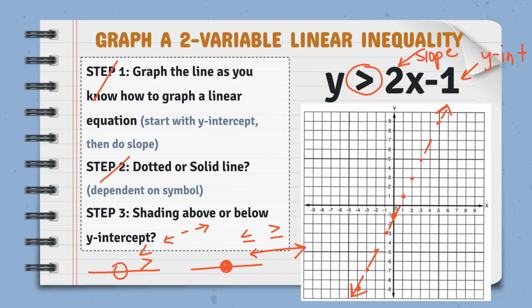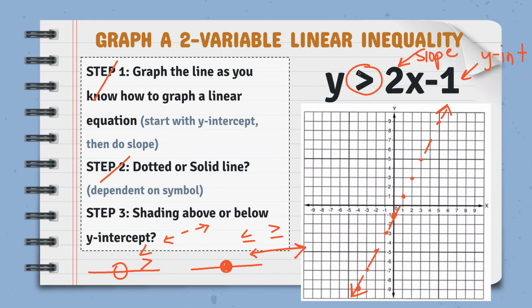Okay, so we did step 2. Step 3 is shading, because on a linear equation, the solutions are just on the line. But with an inequality, there isn't just one certain solution. There are infinitely many solutions. And so we have to figure out, are the solutions over here on this side of the linear inequality, or is it all over here on this side? And it's also dependent on the symbol.